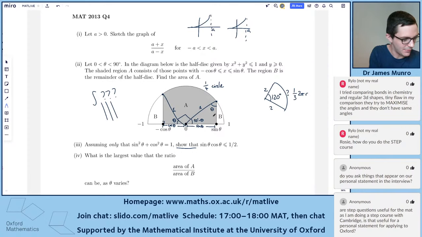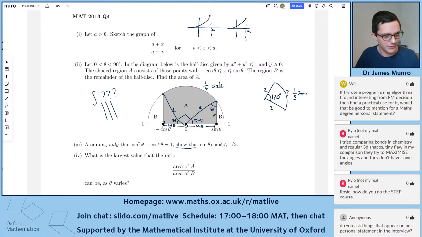I wrote a program using algorithms I found interesting from further maths decision. I found a practical use for it. Can I talk about this? I love it when people write half a paragraph of personal statement and then say, is this my personal statement? I mean, it's personal and it's a statement, so yeah, looks good. No, joking aside, sounds interesting.